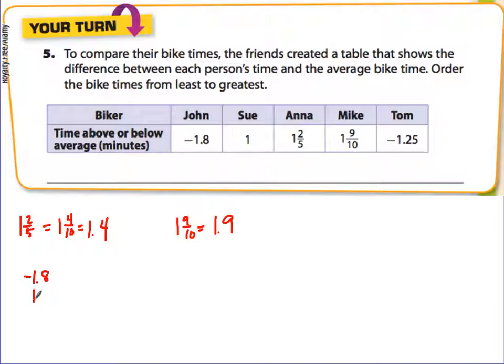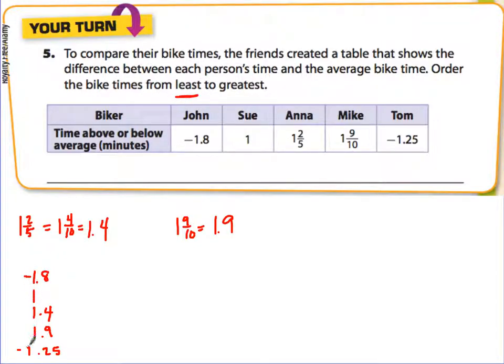I have 1. I have 1 and 4/10 because I'm just listing them here. I have 1 and 9/10. I'm going in the same order as I have up here. And then I have negative 1 and 25 hundredths. But now I'm going from least to greatest.